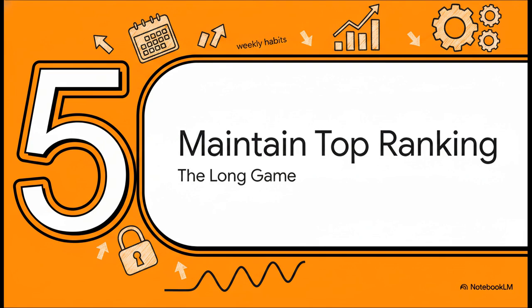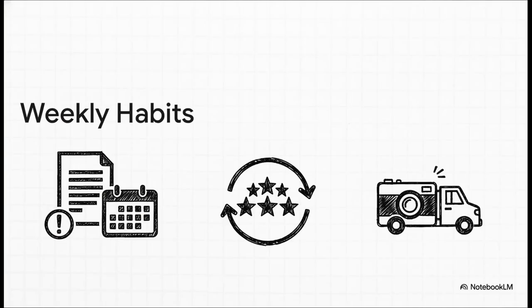Finally, let's transition to Section 5, maintaining your top ranking. We are playing the long game now. Launching your ads? Yeah, that's really just the starting line. Keeping top-tier rankings requires top-tier weekly habits to prevent sudden, nasty drops in your visibility. First, always check your document expirations. If an uploaded insurance certificate or a license expires, Google pauses your ads instantly. Seriously, don't let an expired piece of paper shut off your revenue stream.